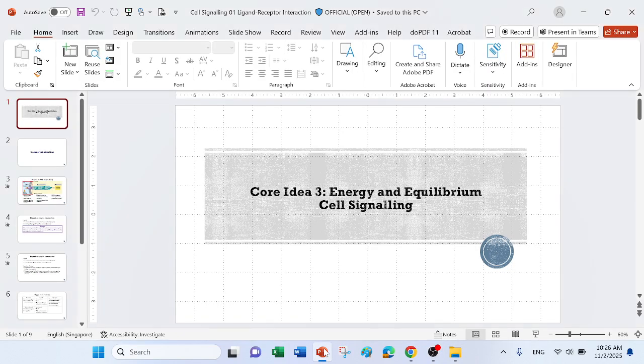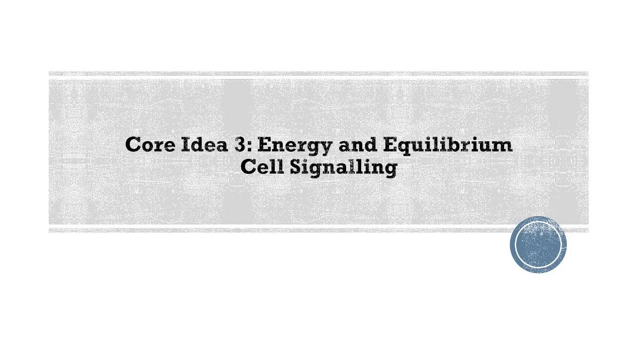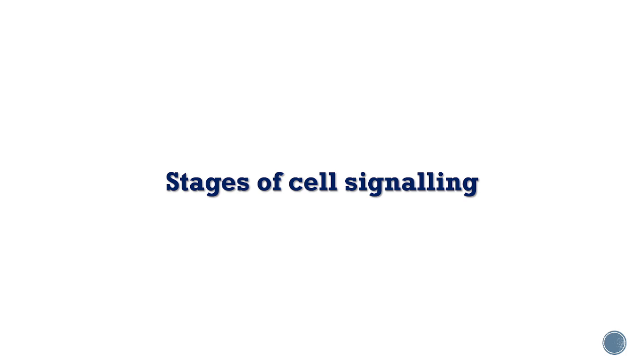Alright, we'll be looking at a new topic, cell signaling. We'll be looking at the stages of cell signaling. But before I begin, if you look at the learning outcome of this topic, there are two examples of signaling pathways involving insulin and glucagon, which you need to know as examples.